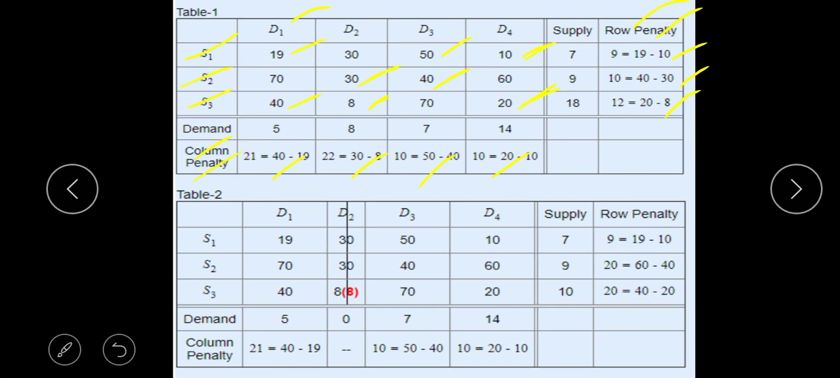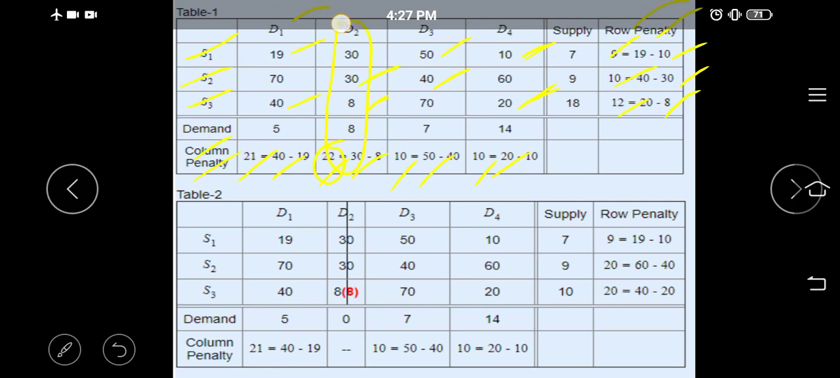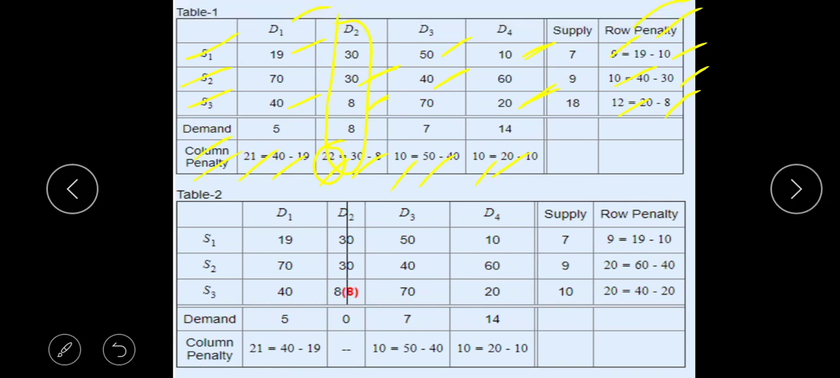What is the next step that we follow in case of Vogel's method? After identifying the penalty, we have to identify the highest penalty. So here, when we observe row penalty, they are 9, 10, 12. And when we observe column penalty, they are 21, 22, 10, 10. So among these penalties, which is the highest? So 22 is the highest penalty. So we have to go for allocating D2. Yes, because this column has the highest penalty.